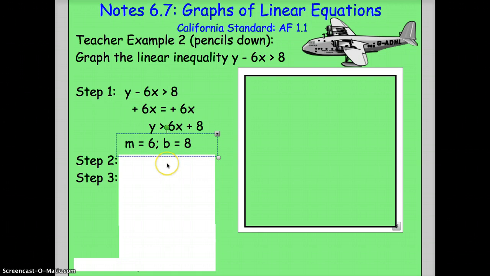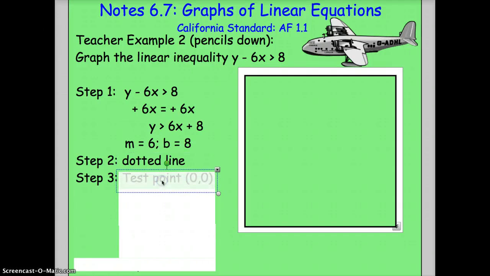Okay? And after that, you're going to determine that it is a dotted line, because you do not have the or equal to sign there. And then finally, you're going to choose your test point. As I've said, I always use 0, 0, unless 0, 0 happens to be right on the line. So 0, 0 is that easiest test point.